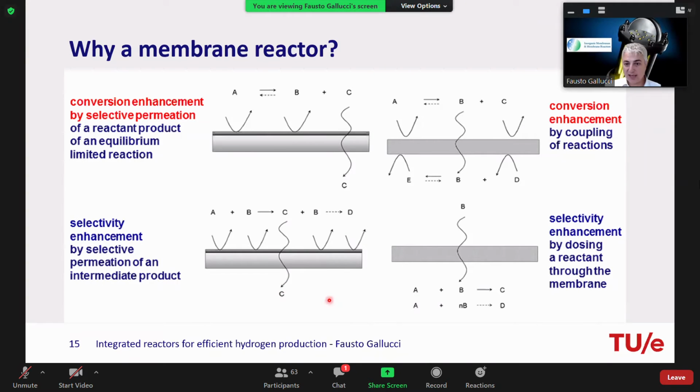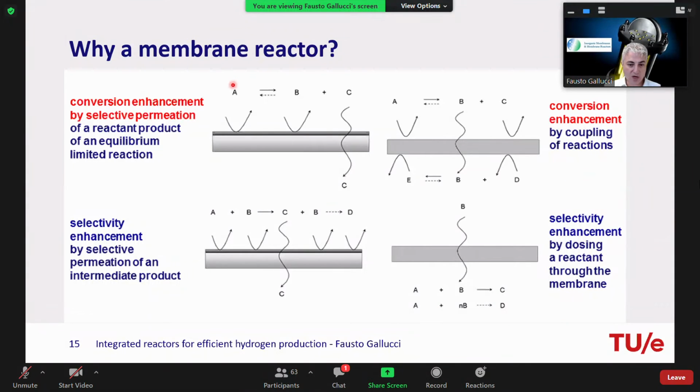So the takeaway message: if you don't have any challenge in your reaction system, it's better not to integrate functions in a single reactor. On the other hand, if you have a challenge, it's better to integrate. In any case, you have to calculate if your new reactor and new system has a production cost that is lower than the previous production cost.